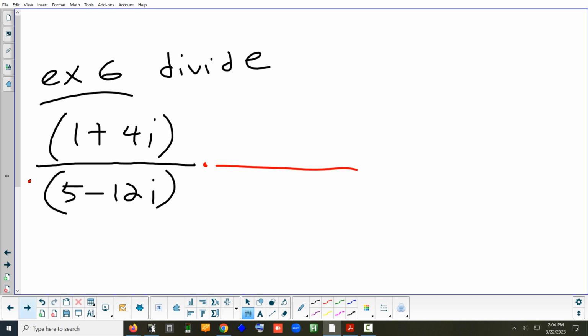All right, so we want to divide them, and we can't leave that i in the bottom. So what are we going to multiply the top and the bottom by? So the i goes away in the bottom. Yep. 5 plus 12i. And remember, you can't just do it in the bottom. You gotta do it in both spots. You gotta do it in the top.